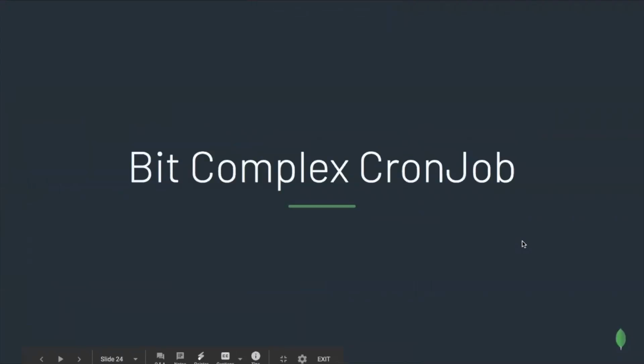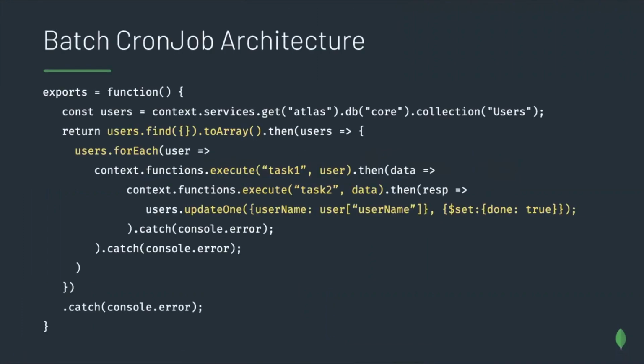Now let's talk about a bit more complex cron job. Let's see what a batch cron job architecture is. In this batch cron job architecture, we are connecting to the users collection. Then we are finding all the elements in the users collection. For each element, we are trying to execute task 1, then task 2. Once that completes, we are updating the username and setting the flag done as true.